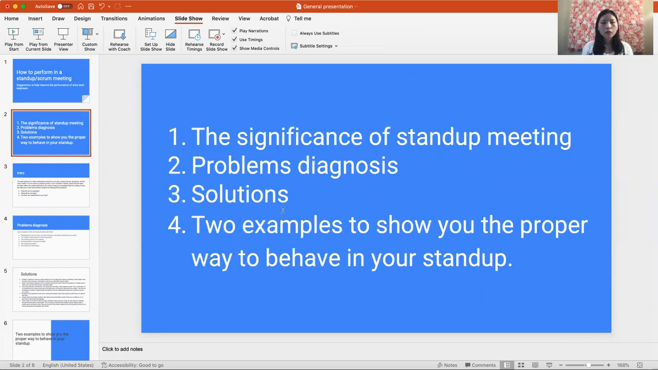Okay, I'm going to go through 4 points. The first point is the significance of a stand-up meeting. The second point is I'm going to list 6 problems that engineers often meet in their daily work. And for the third part, I will provide 6 solutions based on the problems.